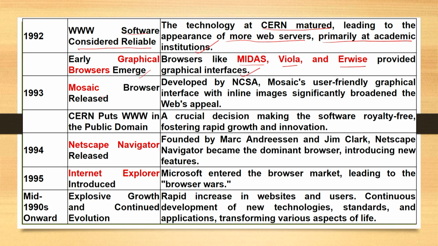In 1993, the Mosaic browser was released, which was developed by NCSA, the National Center for Supercomputing Applications, and Mosaic is a user-friendly graphical interface with inline images that significantly broadened the web's appeal. Also, CERN put WWW in the public domain. That was a crucial decision, making the software royalty free and fostering rapid growth and innovation.